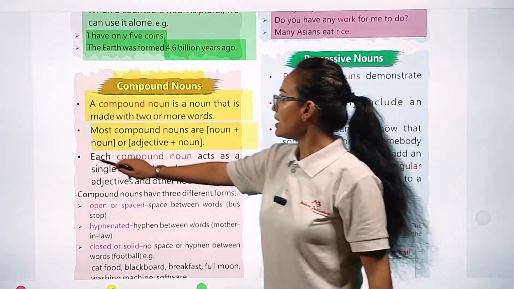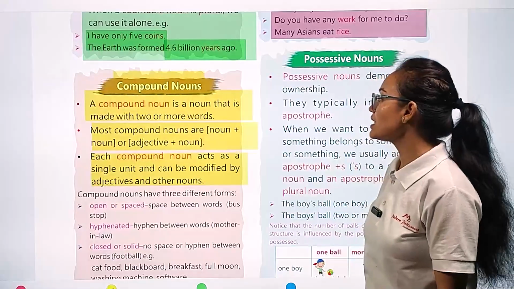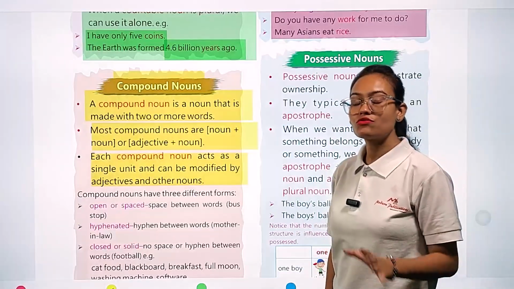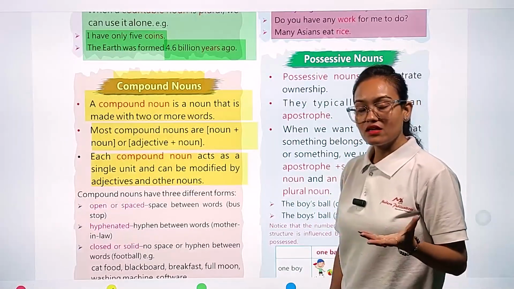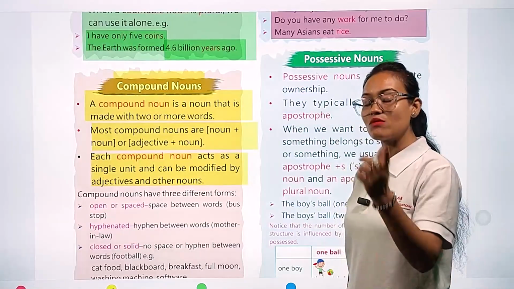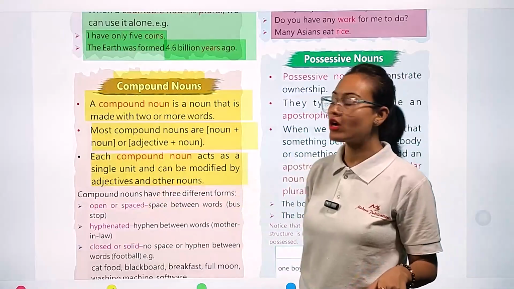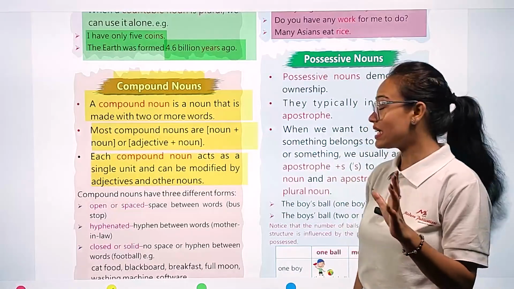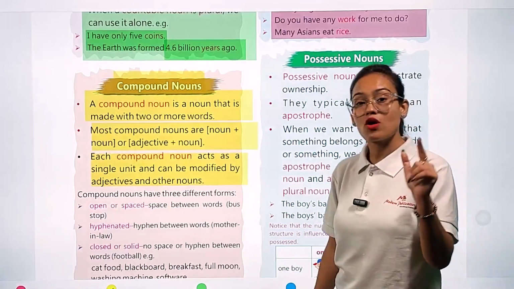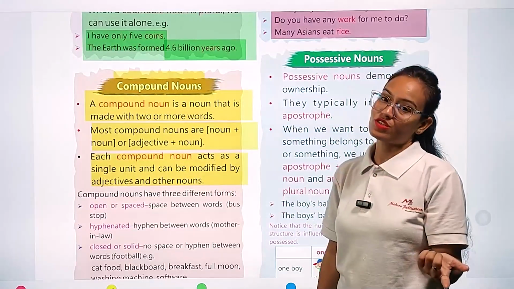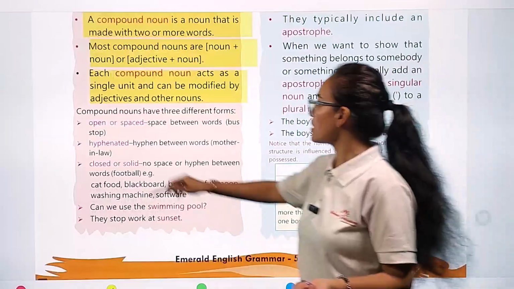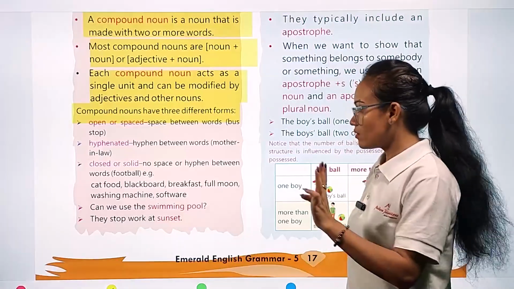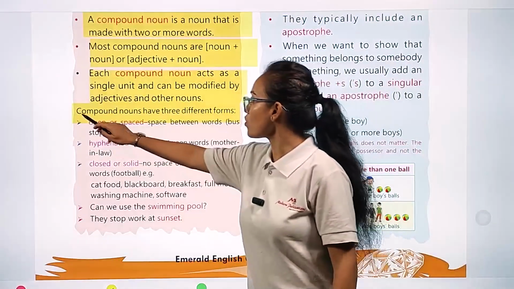Each compound noun acts as a single unit and can be modified by adjectives or other nouns. So every compound noun which is present in our sentence can be considered as a single unit, and we can modify it only by adding an adjective word or any other noun word. Remember this formula: a compound noun in a sentence is always noun plus noun or adjective plus noun. Compound nouns have 3 different forms. Compound noun is divided into 3 parts. What are those 3 parts? Let's see. The first one is open or spaced.